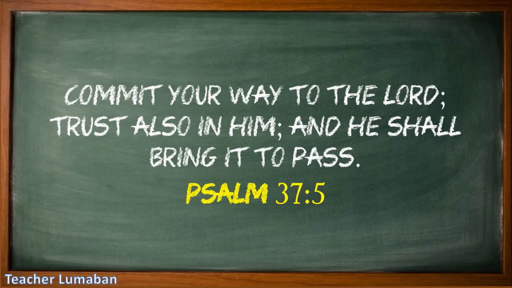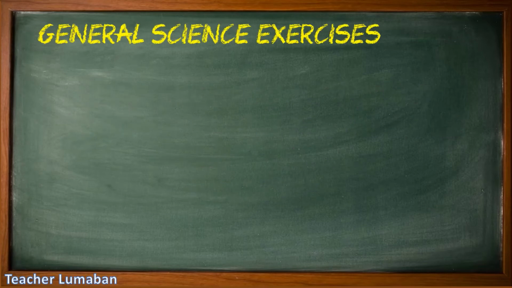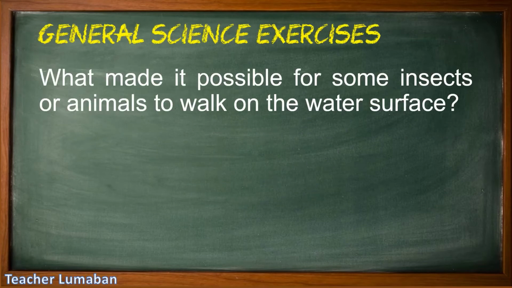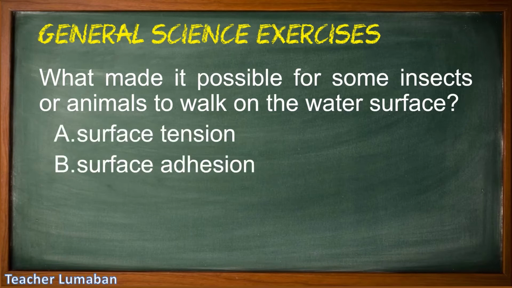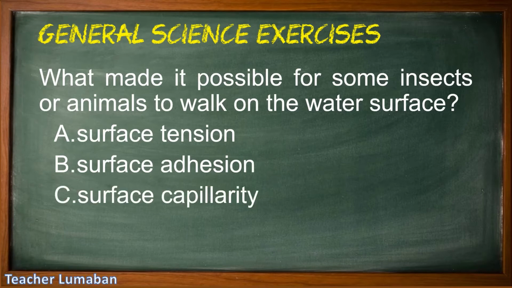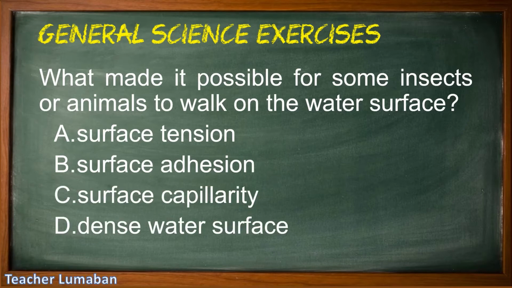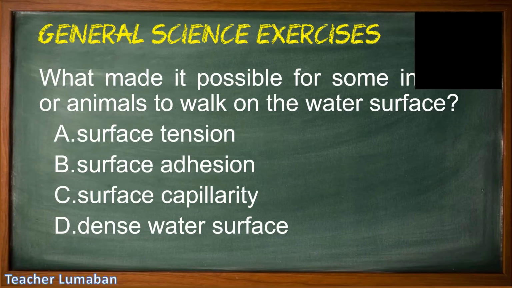Psalm 37 verse 5. What made it possible for some insects or animals to walk on the water surface? Letter A, surface tension. Letter B, surface adhesion. Letter C, surface capillarity. Letter D, dense water surface. Please choose the suitable answer to the following choices in 5 seconds.